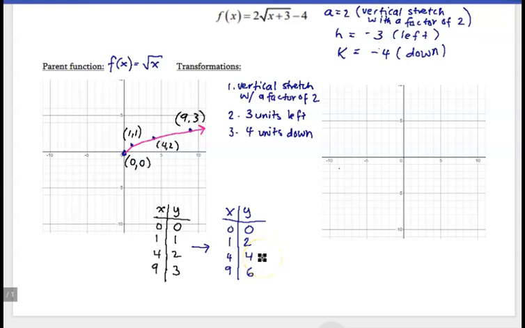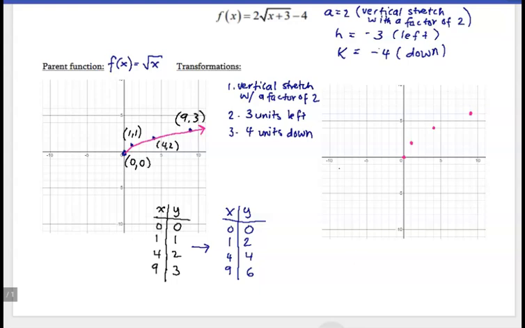Okay, so to do the transformation, first we vertically stretch our points by a factor of 2. That means the distance away from the x-axis is multiplied by 2. In other words, I'm multiplying all my y values in my parent function. So 0 times 2 is 0, 1 times 2 is 2, 2 times 2 is 4, 3 times 2 is 6. Plotting all the points that are already vertically stretched by a factor of 2, I'm now ready to do the other transformation, which is 3 units left and 4 units down.